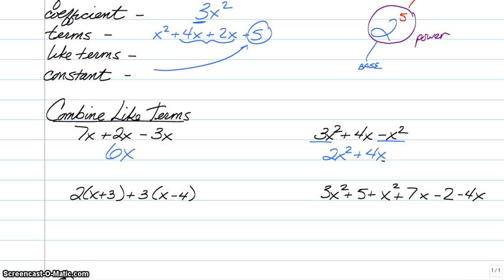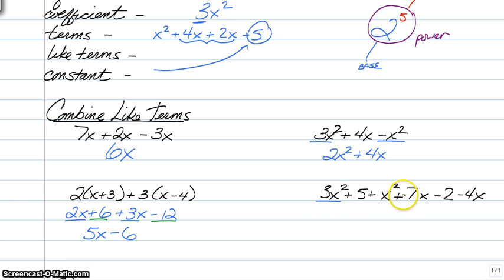Third example, we have a couple of steps to do first. The first thing we have to do is distribute the 2 into this set of parentheses, giving us 2x plus 6. And for this set, we distribute the 3, and that's going to give us plus another 3x minus 12. So then we're just going to combine our like terms. We have 2x plus 3x, which is 5x. And then we have our 6 and a negative 12, which is going to give us minus 6, and we are done.